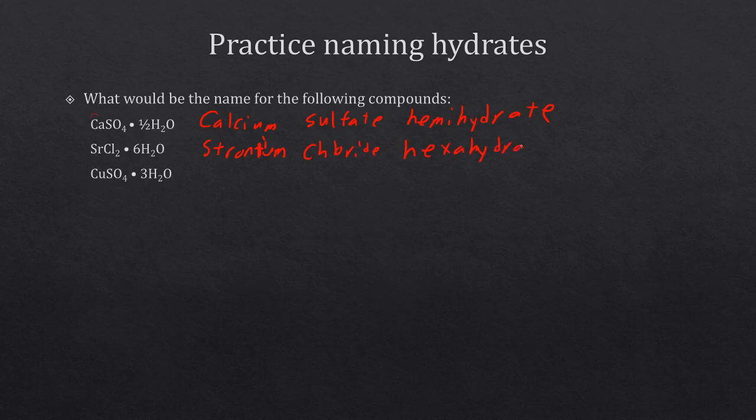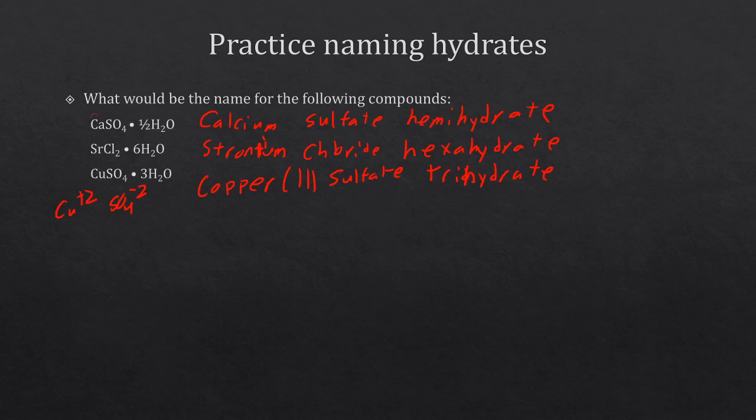Now for the third one, copper is going to show up in our transition metals. So we have to name it with a Roman numeral. So we'll have copper 2 because sulfate is -2. So to balance it, copper is going to have to be +2 because there's only one of each. So 1 minus 2 is balanced with 1 plus 2. So we have copper 2, sulfate, and then we have trihydrate. So that's going to be how we would name our hydrates.